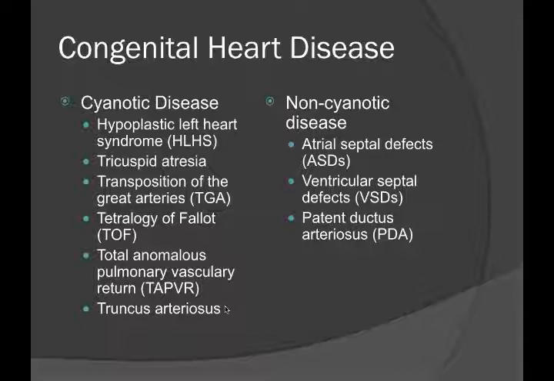So non-cyanotic disease: atrial septal defects, ventricular septal defects, PDAs. These are something that you can occasionally see the first presentation of, especially in neonates. So a patent ductus arteriosus. Occasionally, if they have something that's dependent on the duct and then it starts closing after they go home, they can develop heart disease. And we have good treatment for that.